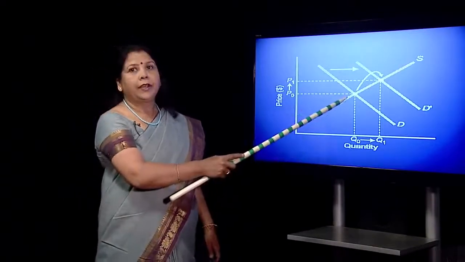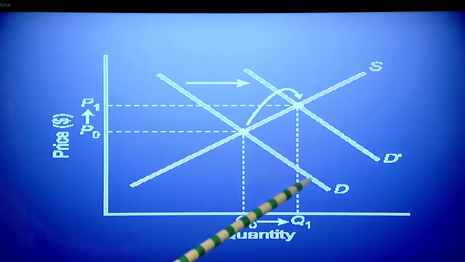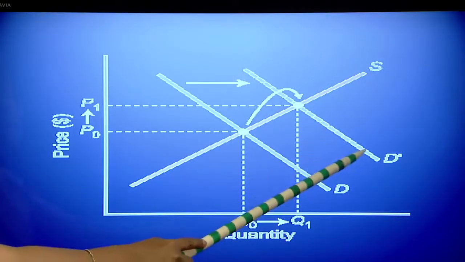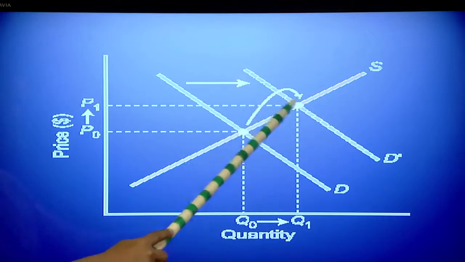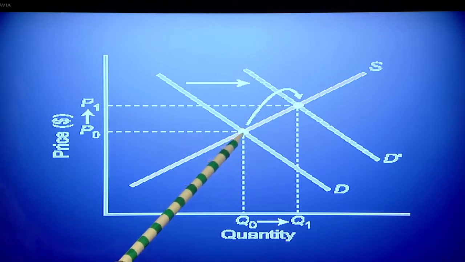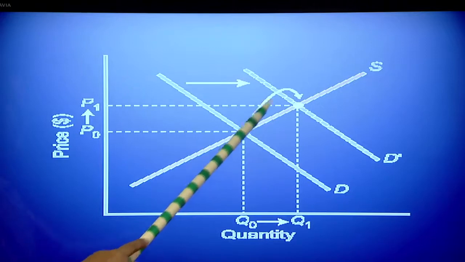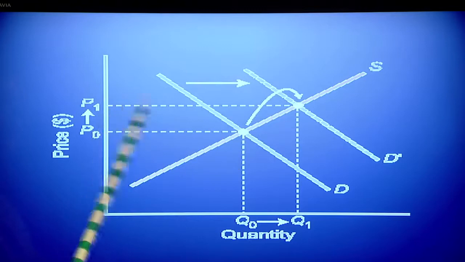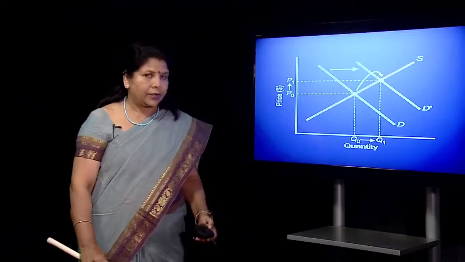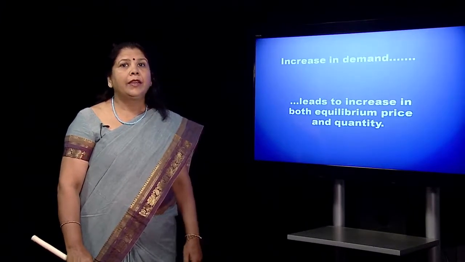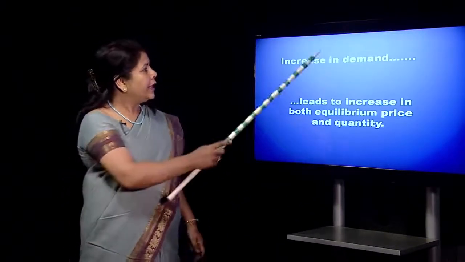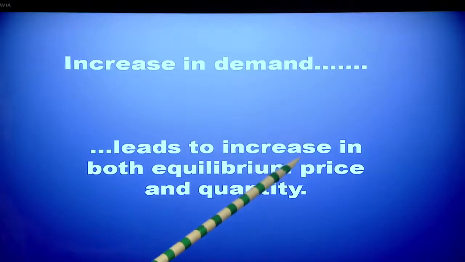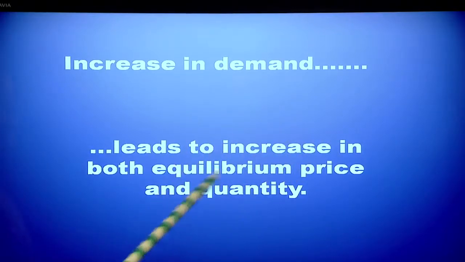In case of increase in demand, we can see the demand curve shifts outwards to the right as shown, and as a result of this, equilibrium shifts to this. The equilibrium price rises and so does the equilibrium quantity. So, increase in demand leads to increase in both equilibrium price and quantity.